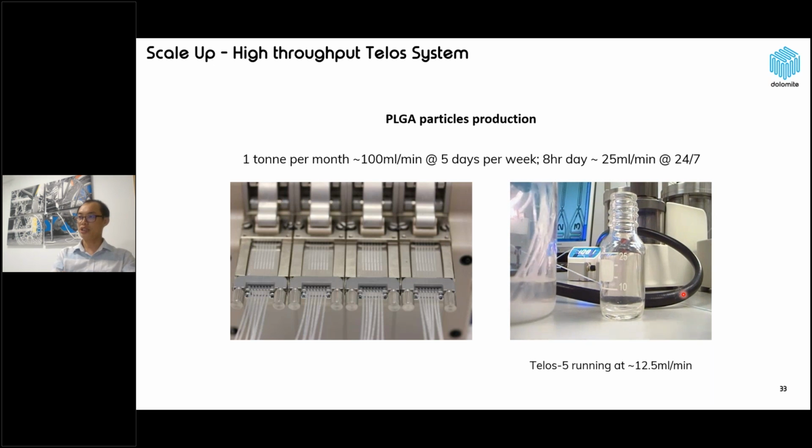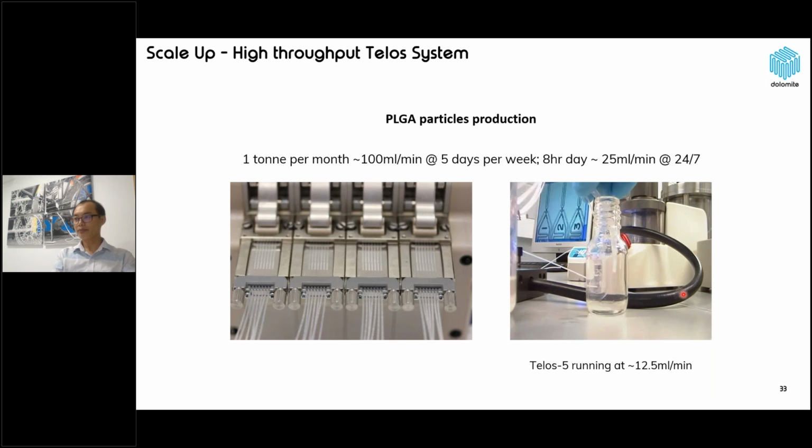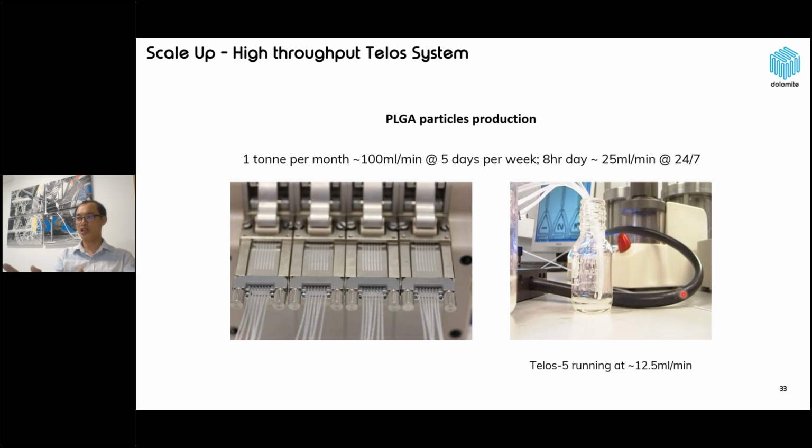So this one shows the emulsion of the PLGA and DCM in water before the drying process. As you can see, we have 2 layers. The bottom layer is the PLGA and DCM droplets, and the upper layer is the water and surfactant.